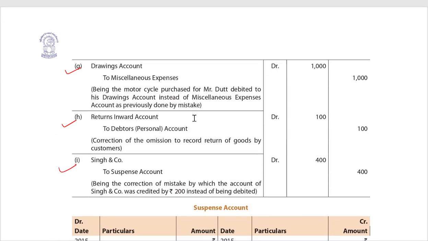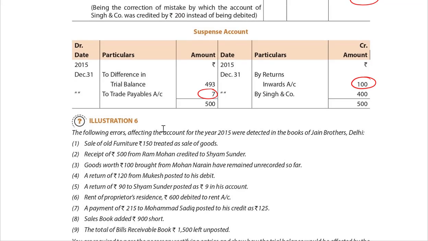Let us check it one more time. Over here, suspense, credit 400. 400 plus 100, 500 will be taken to the debit side, and this would be the balancing figure. This is the difference in trial balance. I hope you are clear.